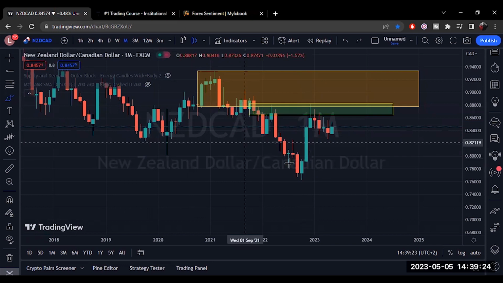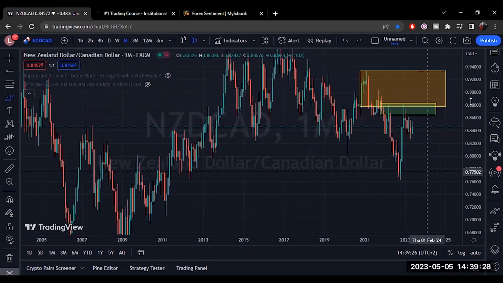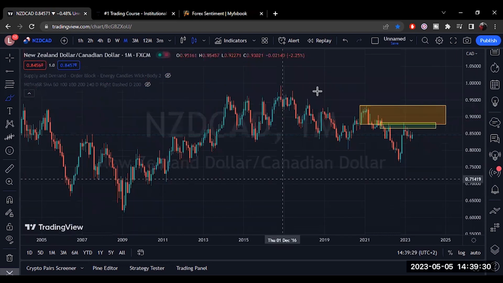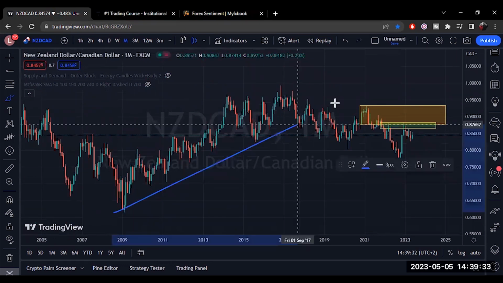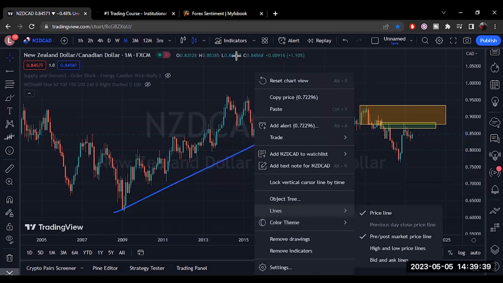But on the monthly time frame, it's not a clean demand. And if I start drawing trend lines and all sorts of things, we'll see how far price can fall, because remember, on the 12-year chart, price seemingly wants to fall towards the end of the year.